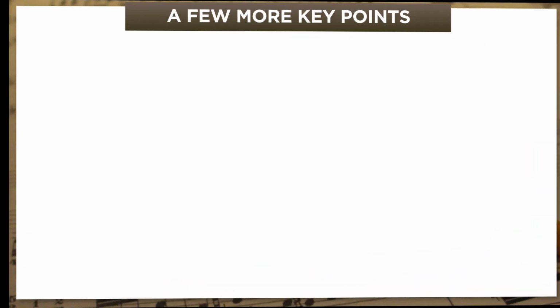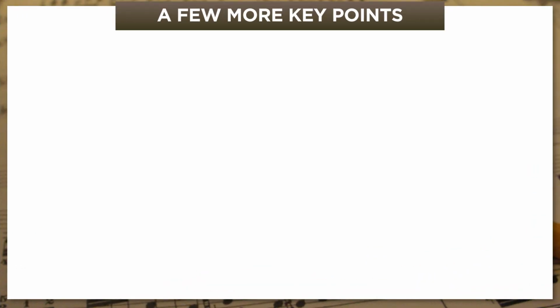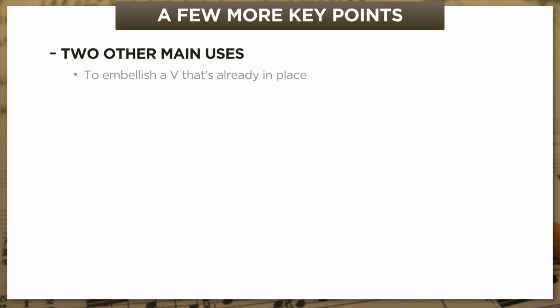Now, two more quick things before we hear some music. First, applied chords to 5 aren't always predominants. They have two other main uses, which I'm not going to get to here. One is simply to embellish a 5 chord that's already in place, and the other is to help us modulate to the key of the dominant. We'll see both of them in later videos.